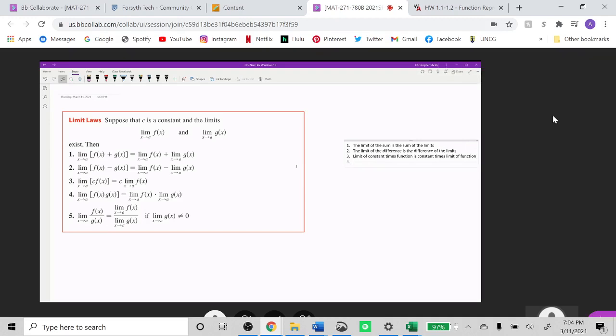We have a product law. The limit of the products is the product of the limits. Nice and simple. It's not going to be this simple once we get to derivatives, by the way. So buckle up.